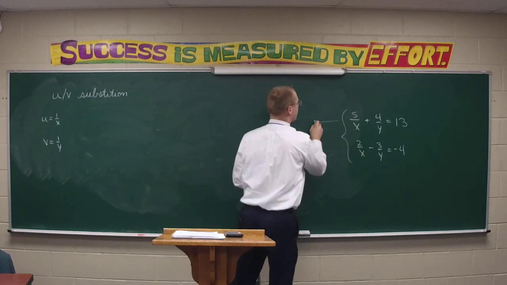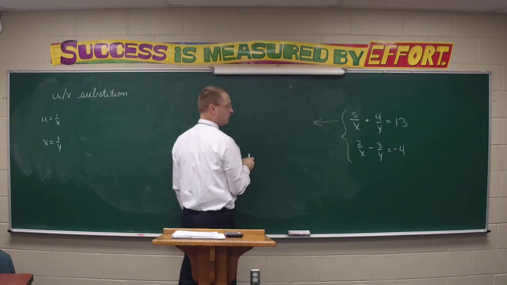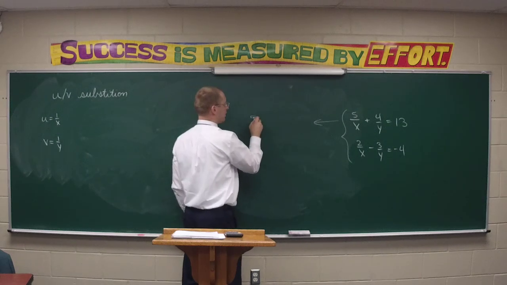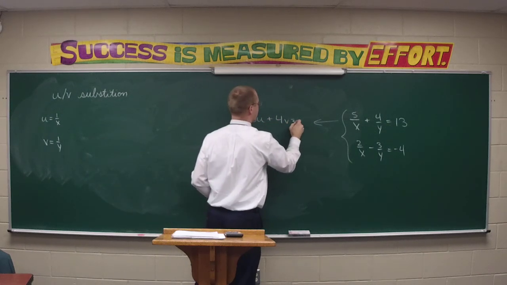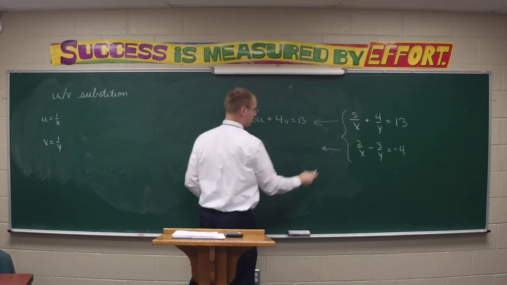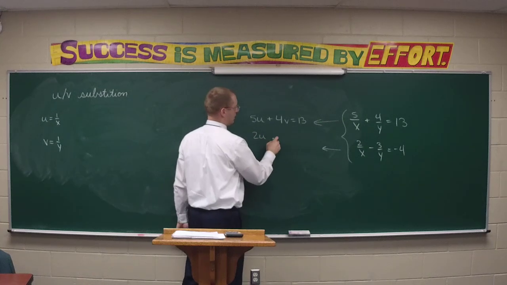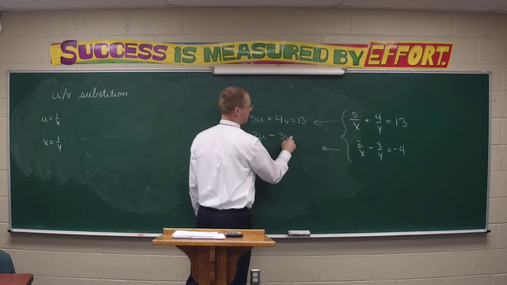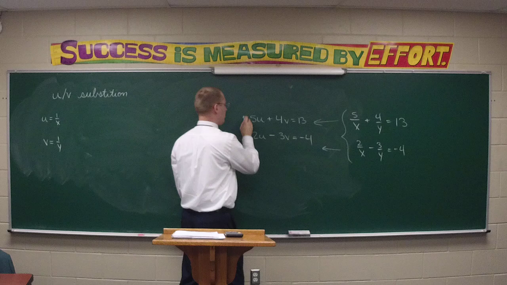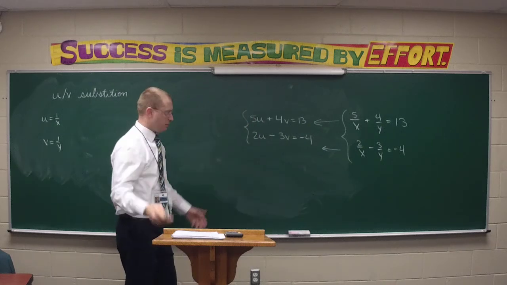So how might I rewrite my top equation here, Michael? 5u plus 4v equals 13. Yeah, 5u plus 4v equals 13. What about the lower equation, Genesis? 2u minus negative 3v equals negative 4. There we go.